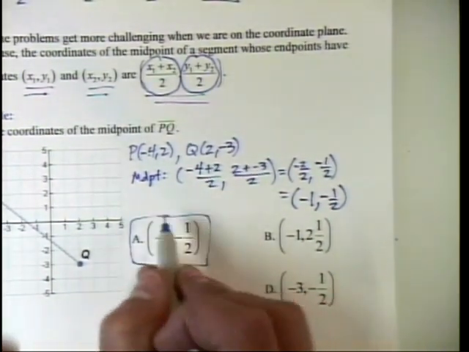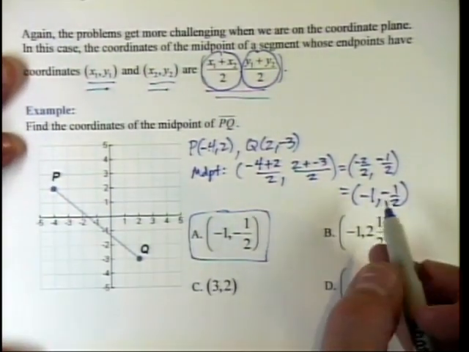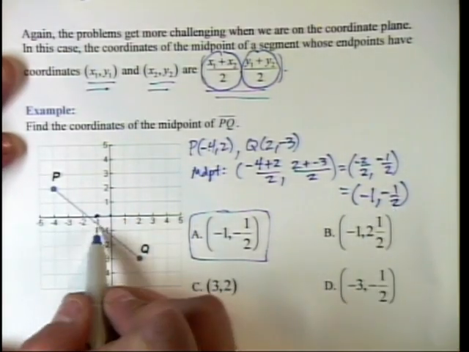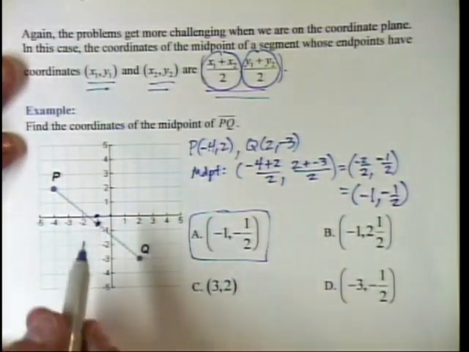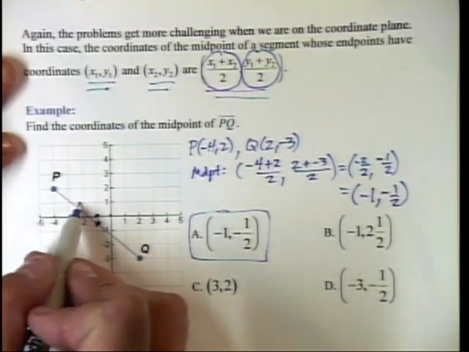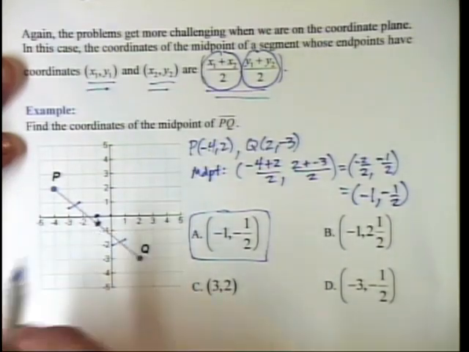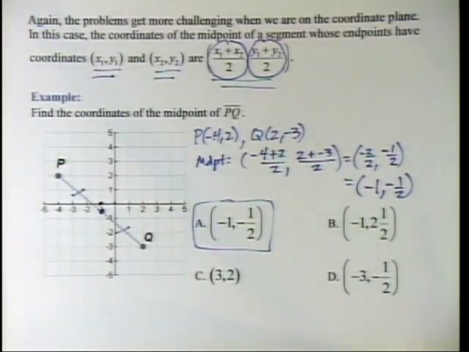That's answer A, but it always helps to come back and make sure that our answer is reasonable. -1 is left from the origin 1 unit, and down 1/2 is right there, which does fortunately land on the line, and then you can kind of eyeball, and it does look like P and Q to the midpoint are the same length. So that's a good verification that we did it correctly.